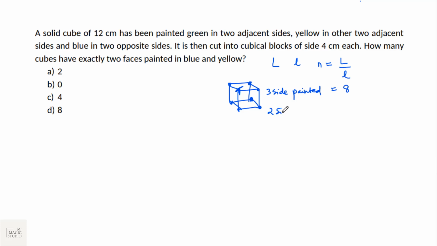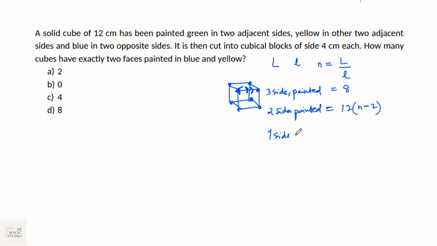Now we go to 2 sides painted. 2 sides painted you will find on the edges. How many edges do we have? 1, 2, 3, 4, 5, 6, 7, 8, 9, 10, 11, 12. So it will be 12 into n minus 2. Why is it n minus 2? Because two corners have already 3 sides painted. So on each edge, if we have got n small cubes, we need to cancel out these 2.